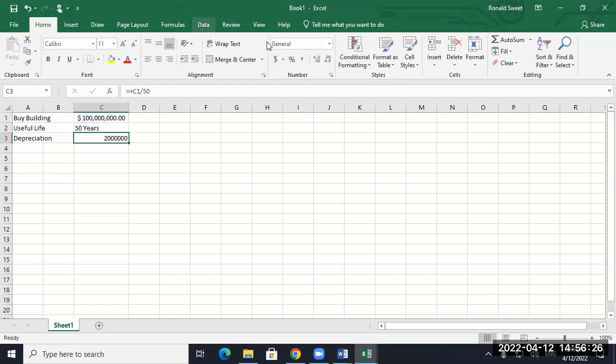So what are they going to do? What's that, $20 million or $2 million? They're going to expense $2 million every year for 50 years, right?